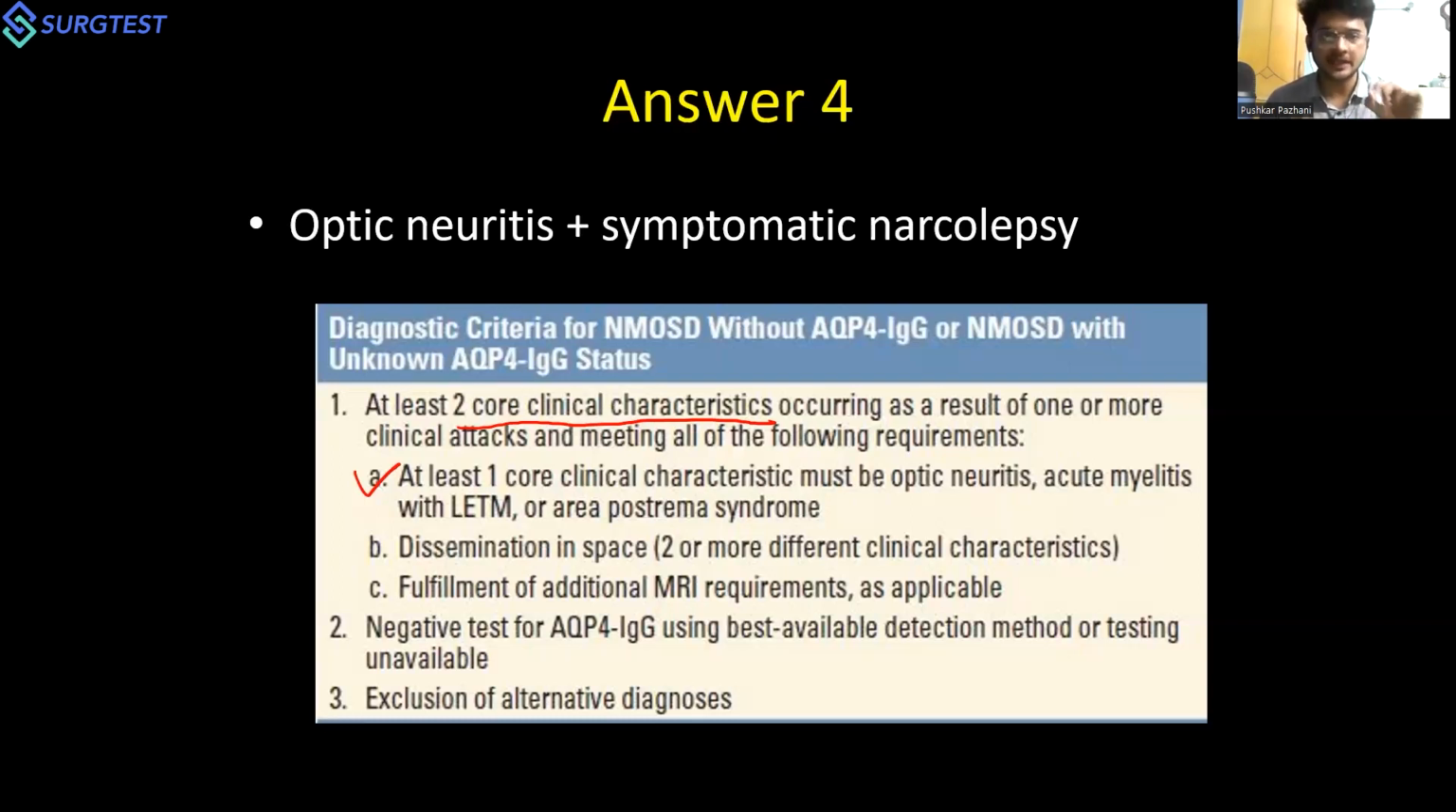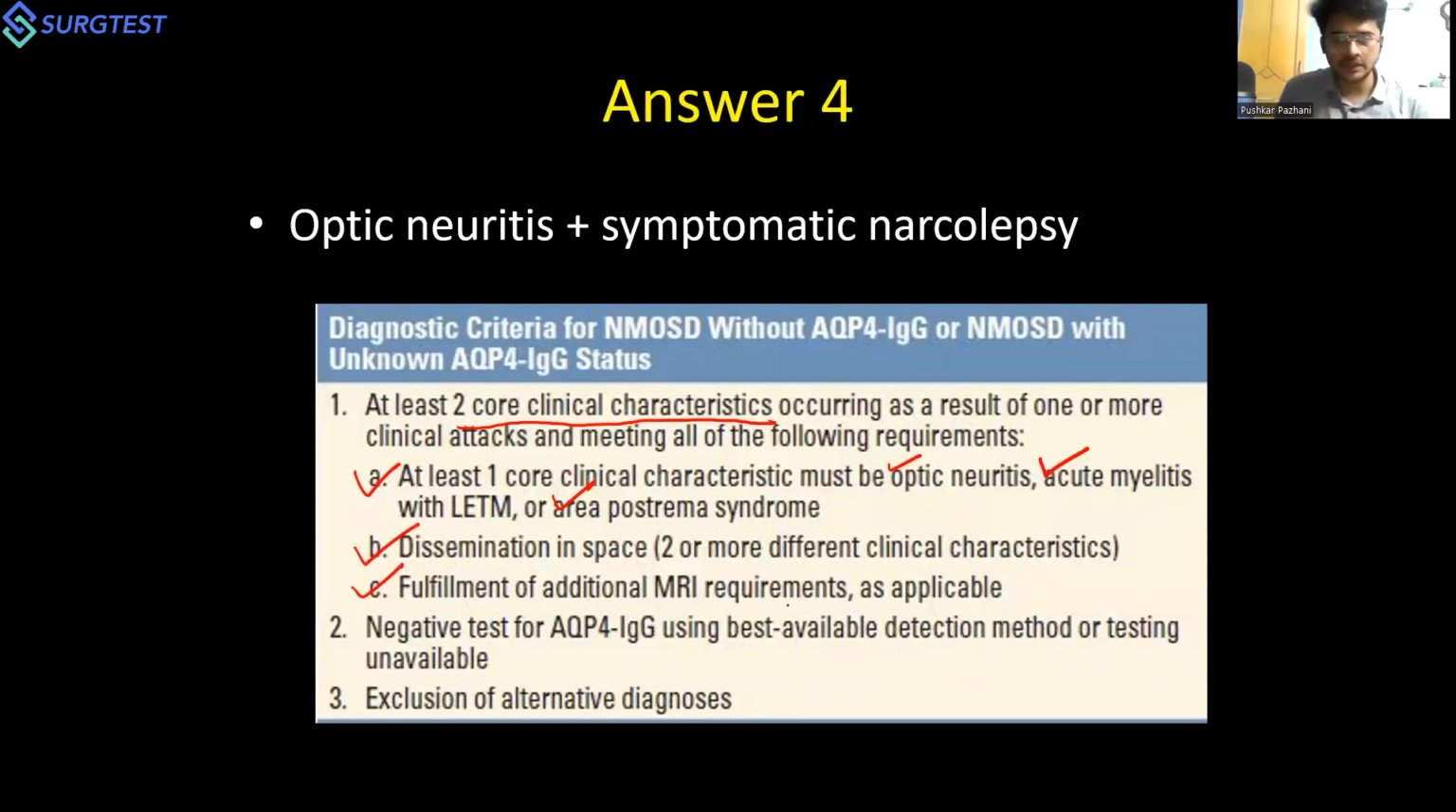For a seronegative NMOSD, we need 2 of these core clinical characteristics, of which one should be an optic neuritis, an acute myelitis, or an area postrema syndrome. This is very important. At least one of these should be present if it is seronegative. There should be dissemination in space, and fulfillment of additional MRI criteria, which I will come to right now. And the negative test for anti-Aquaporin 4 should be done using the best available technique.